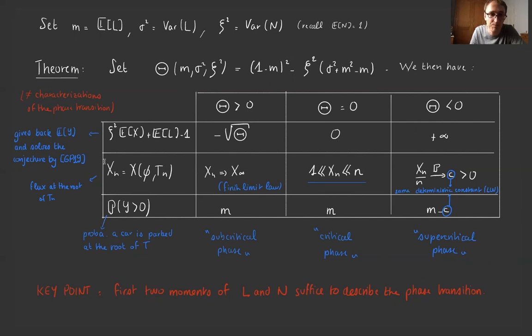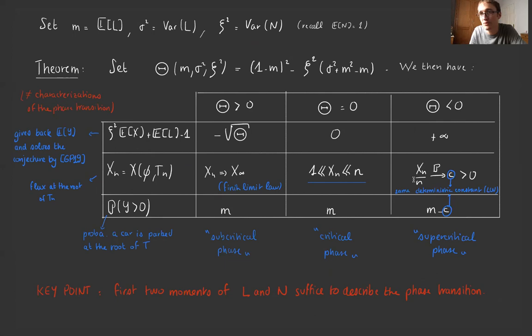and Przykucki. For xn, the flux at the root of Tn, a large critical Galton-Watson tree, which was a quantity of interest, it will converge toward a finite limit law in the subcritical setting. It will diverge, but sublinearly, in the critical phase, and in the supercritical phase, it will converge towards the constant c when we normalize by n.